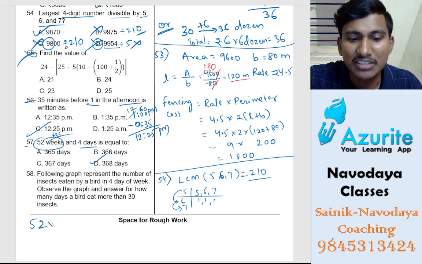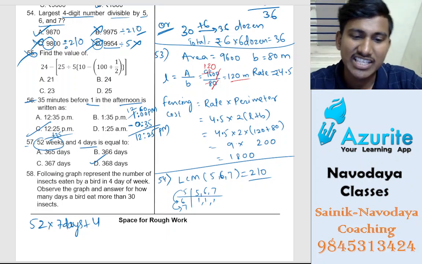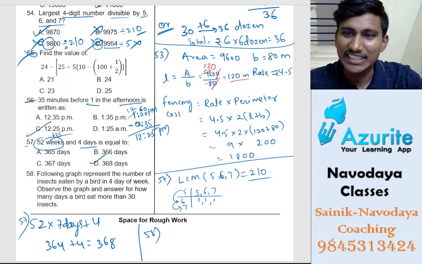So if you add them all, you will get 368 days total. Understood? So see here, we will go to the next question.